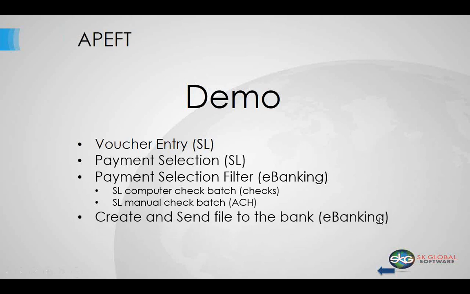The final step is back in eBanking, and we do much like we did with Positive Pay. We can go create and send a file to the bank, and it's only going to take those 200 ACH transactions and send those to the bank, whereas your 300 checks are going to go through the normal check printing process that you've been used to.